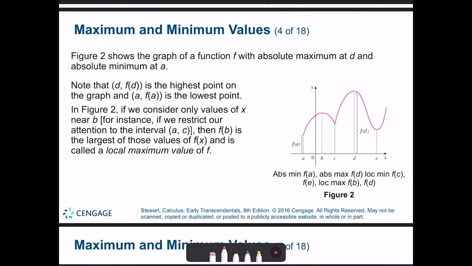All right, so now we're looking at figure 2, which shows the graph of a function. It has an absolute maximum at d. So remember, d is when it's happening, and f of d is what's happening. It's the y value of that coordinate. So the point (d, f of d) is the highest point on the graph. The point (a, f of a) is the lowest point on the graph. There it is.